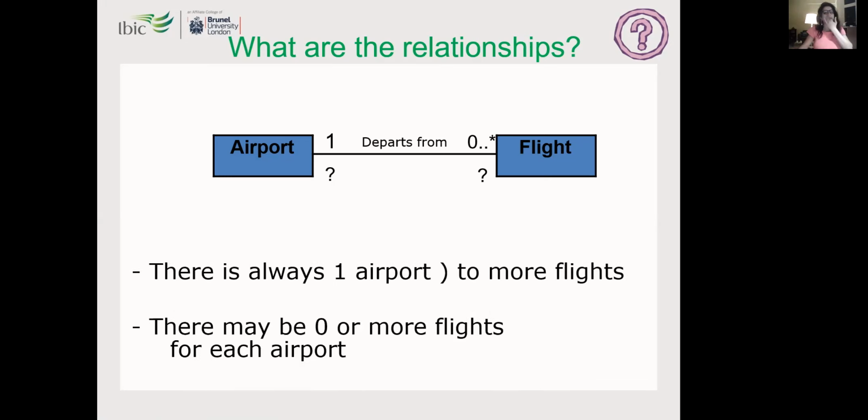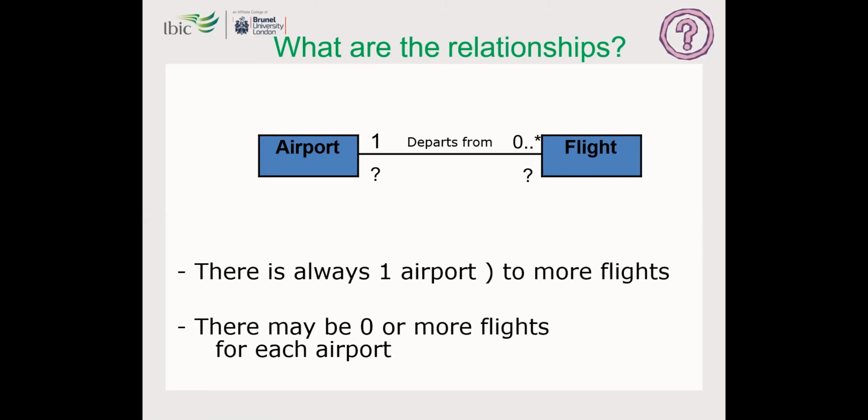So let's look at the next important concept. You can see some numbers in here, 1 and 0s. So what are these numbers? Have you ever thought of them? Actually, these numbers are representing something very important. They are representing the cardinality. So we could say there is always one airport to more flights, because we do have one to many.